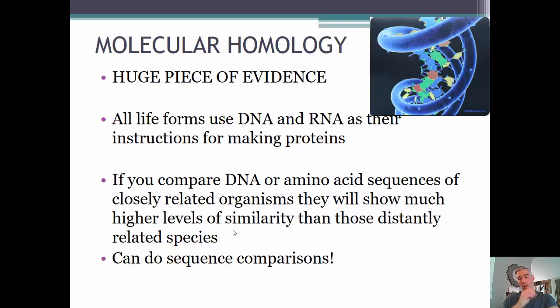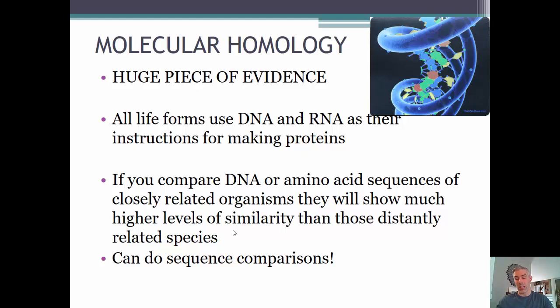Okay, so what we ended up finding is that is absolutely the case, that it fits perfectly, that species that look similar and seem related tend to have similar molecular homology. They have similarities in their DNA sequences. All life forms use DNA and RNA as their instructions for making proteins, which suggests that DNA was present in a common ancestor of all living things. And what we can do is, if we compare DNA and amino acid sequences of closely related organisms, they'll show higher levels of similarity than those that are distantly related.